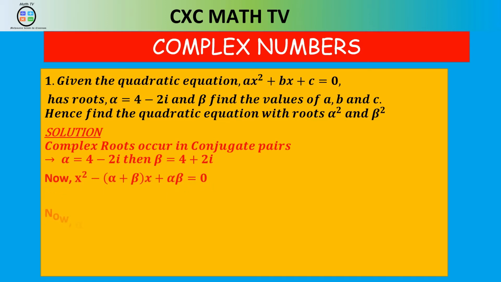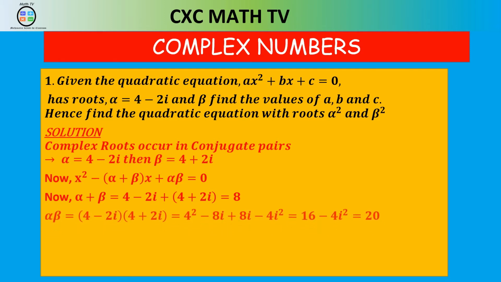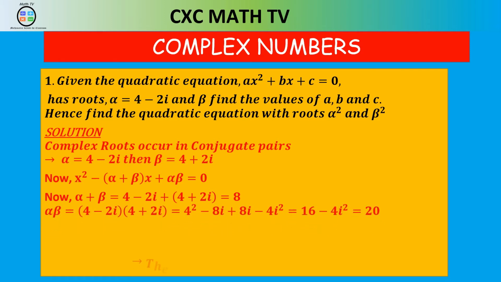The sum is 4 minus 2i plus 4 plus 2i, because I just add the two roots alpha and beta. So the sum is 8. The product of the two roots, we multiply them: 4 minus 2i times 4 plus 2i. When you simplify that, you're going to get 20. So a quadratic equation with roots alpha and beta is x squared minus 8x plus 20 equal to 0. Beautiful. So we'll do the first part.